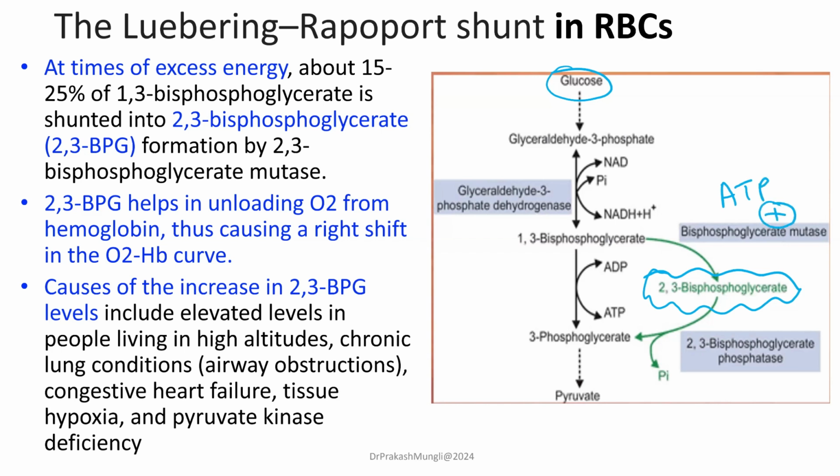Please write this down. Positive modulator of bisphosphoglycerate mutase in the red blood cell. It is all in the red blood cell. Don't forget that. See, I bolded it. No other cell, only in the red blood cells. Whenever a red blood cell has a high concentration of ATP, meaning sufficient ATP, where it need not worry about ATP, at that time red blood cells are going to divert about 25% of their 1,3-bisphosphoglycerate into this 2,3-bisphosphoglycerate side.